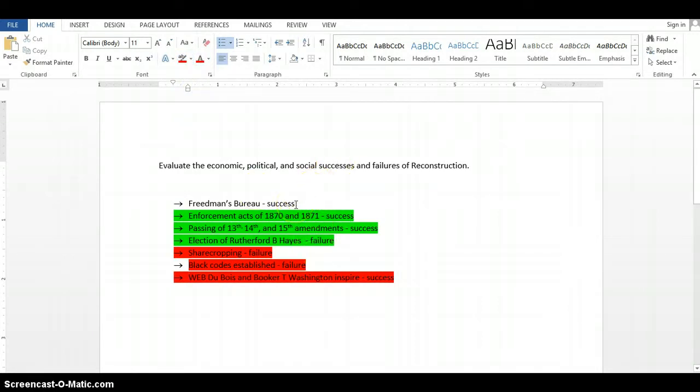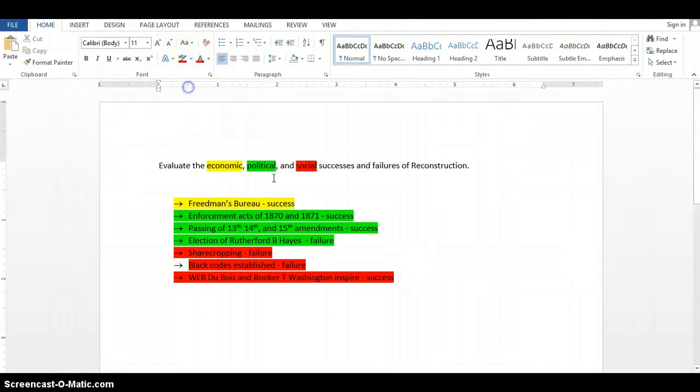And then now we have the Freedmen's Bureau. We don't have many economic, so this could go in any category, keep in mind, but for just the purposes of this essay, let's just say it's an economic success. Let me go ahead and label these so that we know which one is which. Political is green, and social is red.